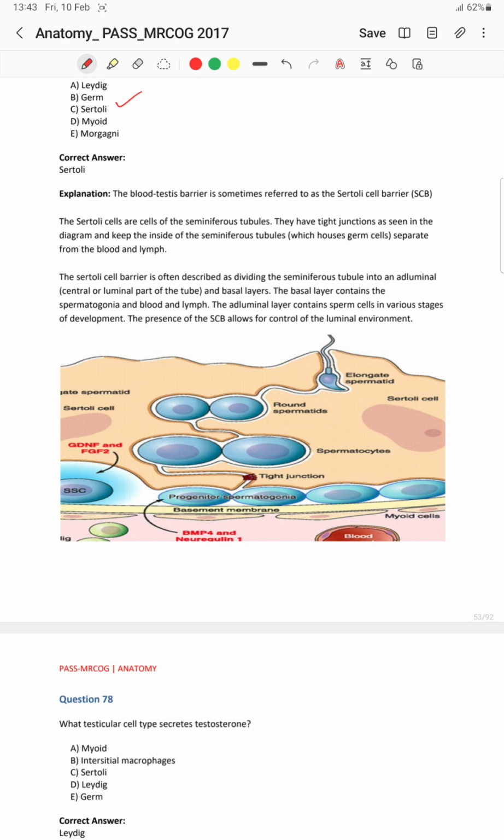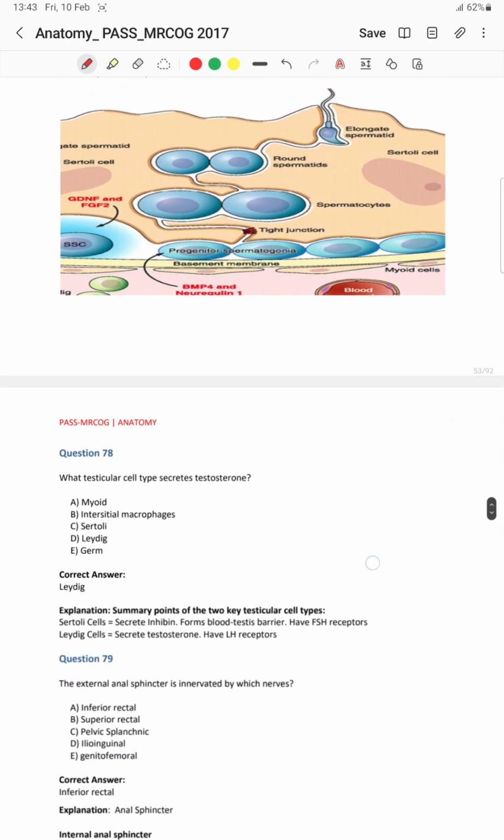The Sertoli cell barrier is often described as dividing the seminiferous tubules into an adluminal, that is, the central or luminal part of the tube, and the basal layers. The basal layer contains the spermatogonia, along with the blood and the lymph. The adluminal layer contains the sperm cells in the various stages of development. The presence of the Sertoli cell barrier allows for the control of the luminal environment.